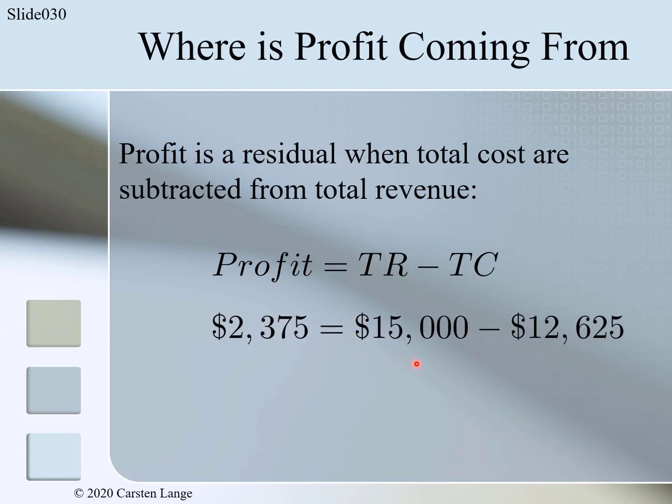Assume a company sold goods worth $15,000. But in order to produce these goods, the company had costs of $12,625. The difference, or what is left over from these $15,000, is $2,375, and that is a profit that the company made.